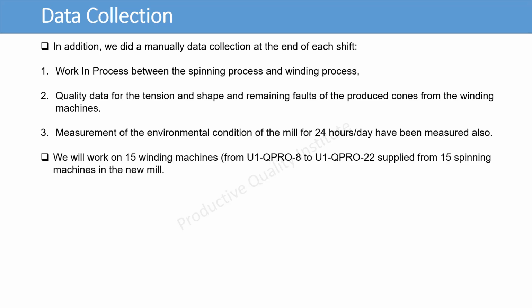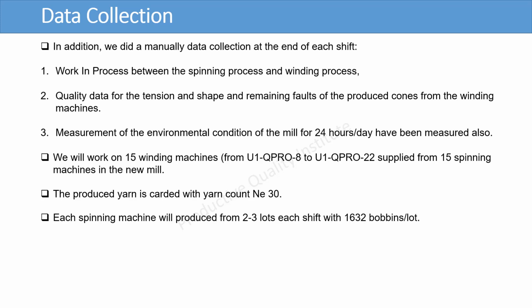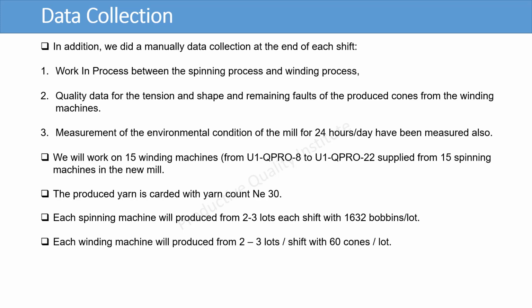We will work on 15 winding machines, supplied from 15 spinning machines in the new mill. The produced yarn is carded with yarn count NE30. Each spinning machine will produce from 2 to 3 lots each shift, with 1,632 bobbins per lot. Each winding machine will produce from 2 to 3 lots per shift, with 60 cones per lot.